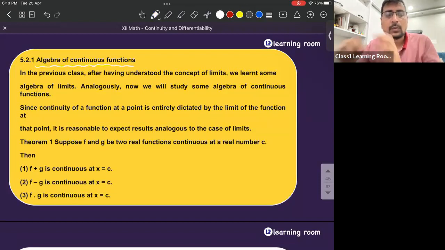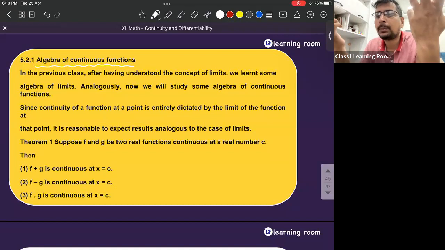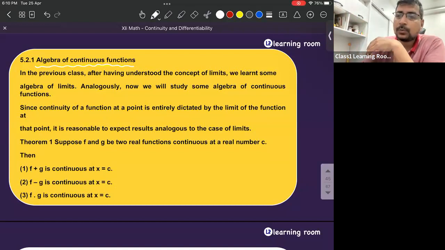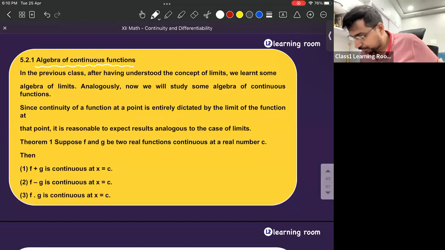In the previous class, that is in the 11th grade, after having understood the concepts of limit, we learned some algebra of limits. What do you mean by algebra of limit? Basically, you have two functions. You can do multiple operations between them: f plus g, f minus g, f into g, and f divided by g. When you do these kinds of operations, we will be able to understand something about the continuity of those functions.